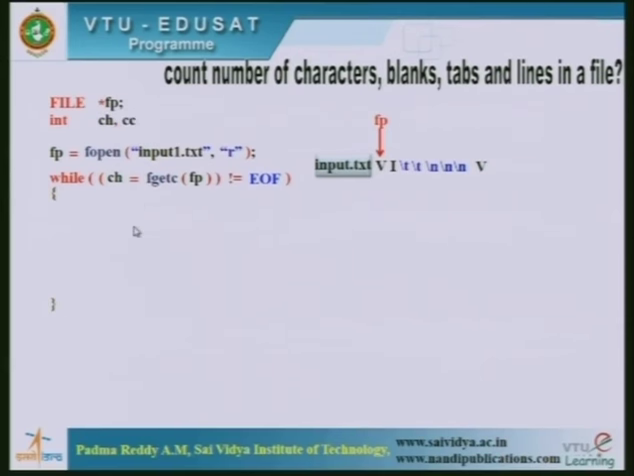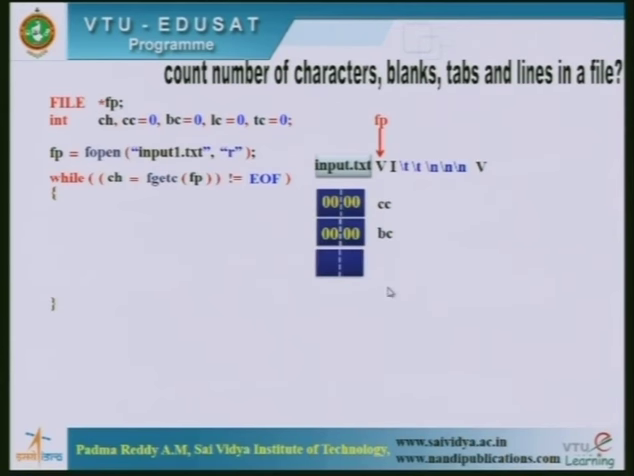Now what should we do? Character count, suppose it is equal to 0. Next blank count, it is equal to 0. Then line count equal to 0. Then finally TC, tab count, so it is also equal to 0. So what will happen? We allocate memory for the variable character count as 0, then blank count is 0, line count is 0, tab count is 0, and this is your program.